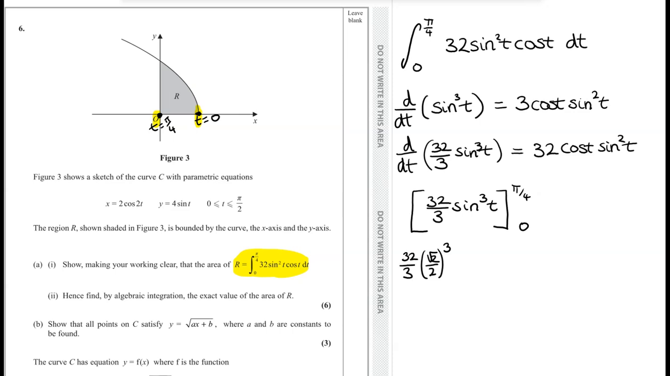And then I take away the result of putting in the 0. Now sine 0 is just 0, so we don't need to worry about that. So calculating that, we end up getting 8 root 2 over 3.